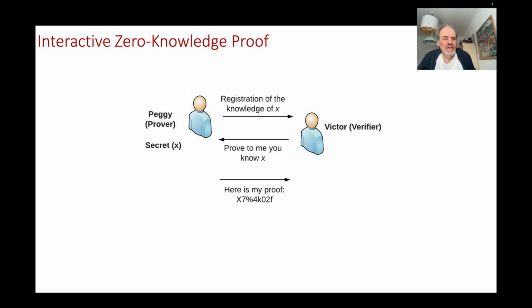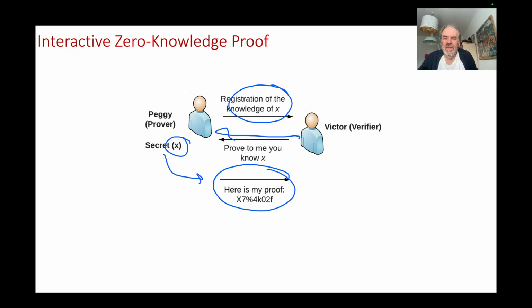So in an interactive zero-knowledge proof, we will register something about the knowledge of a secret. In this case, it's X. It might be our private key or our date of birth or our age or even our gender. That will be registered with Victor. Then when Victor wants Peggy to prove something, he will ask her to create a proof. Based on the secret X, Peggy should be able to create the proof that Victor, the verifier, can actually verify.